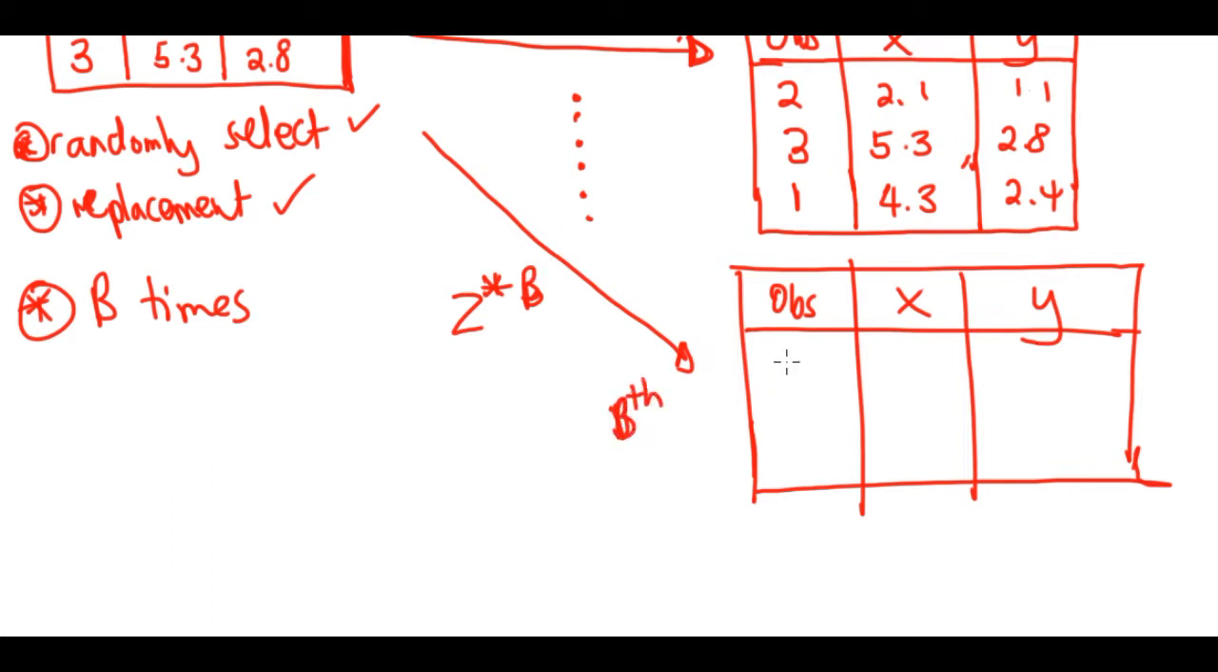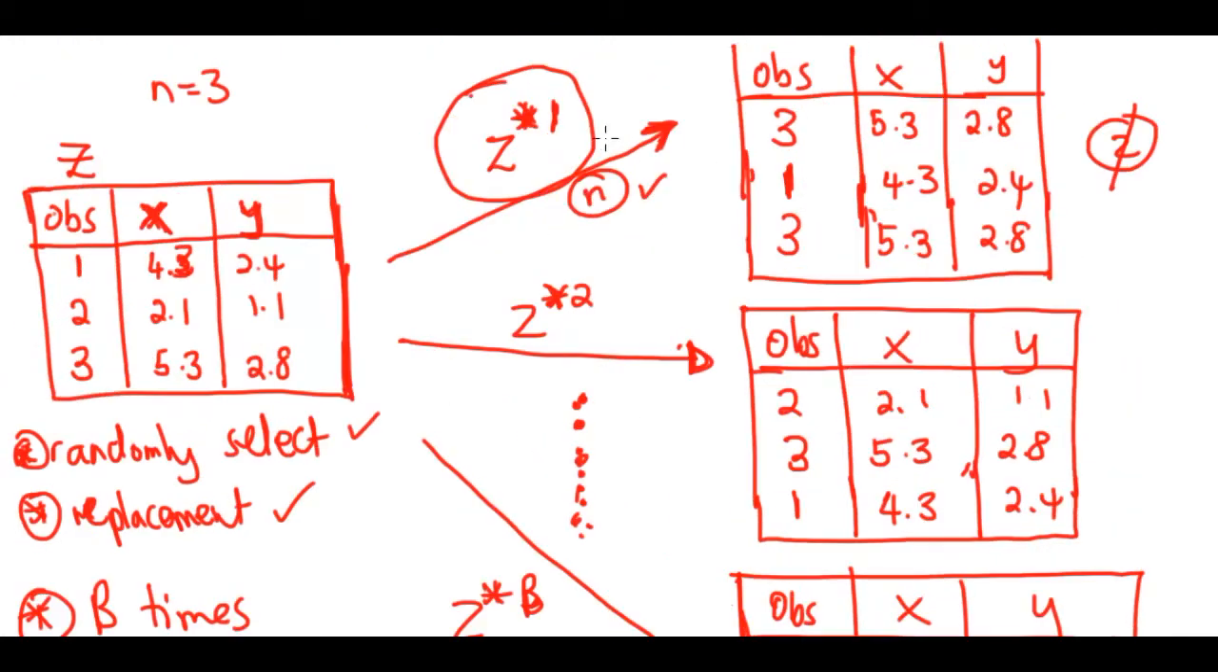Your bootstrap data set will be, let's say, composed of 2, 2, 1. It basically means 2.1 and 1.1, and then 2.1 and 1.1, we repeat number 2, then 4.3 and 2.4. And like I emphasized, it does not matter that your set doesn't have number 3 or any observation. As long as it has n with replacement, it's perfect. It repeats others, it does not matter.